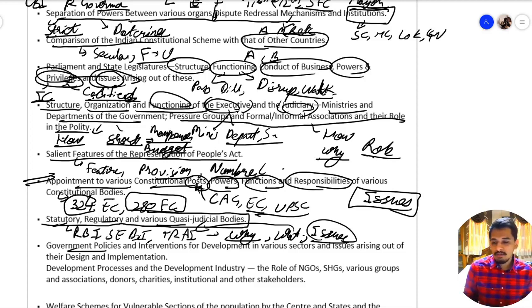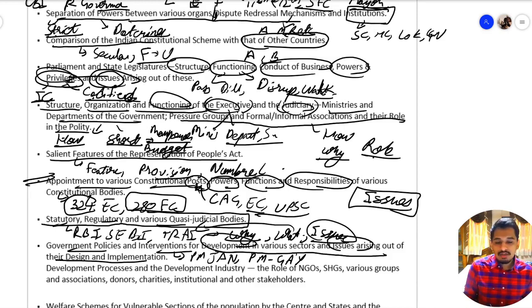Then we have government policies and intervention for development in various sector and issues arising out of their design and implementation. What are the government policies? Like we have Pradhan Mantri Jan Arogya Nidhi, Pradhan Mantri Gram Awas Yojana. So these are the various policies which government has taken for development. But you should also know about the issues arising out of their design and implementation. What are the issues with Pradhan Mantri Jan Arogya Nidhi? That the insurance based model is not sustainable in the long run. So like this, you should know about their design and implementation issues.